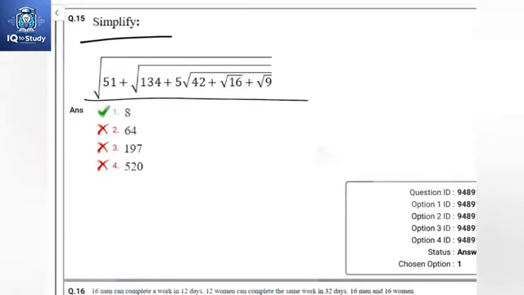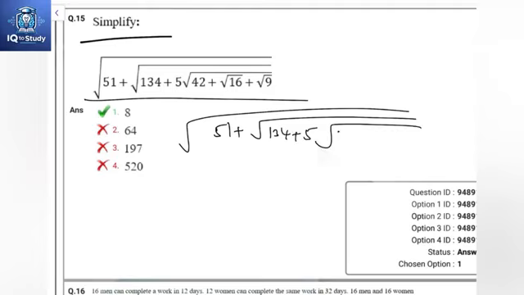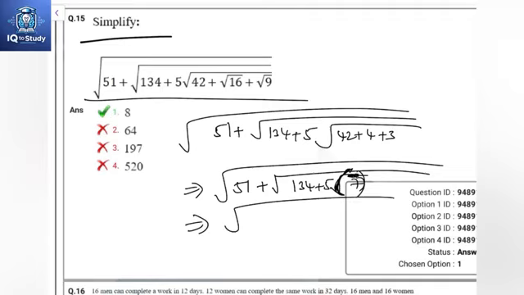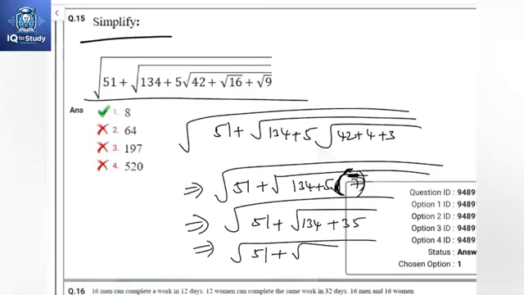Let's simplify this. It becomes square root of 51 plus square root of 134 plus 5 root of 42 plus 4 plus 3, which implies square root of 51 plus square root of 134 plus 5 root of 5 into 7. Square root of 51 plus square root of 134 plus 35. So it becomes square root 51 plus square root 169, and we know that square root of 169 is 13. So 51 plus 13, which is equal to square root of 64, that is equal to 8. So option 1 is correct.